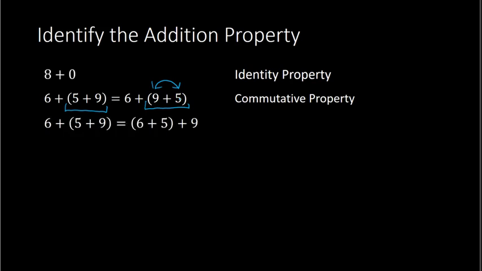Whereas this next one, we have 6 plus 5 plus 9 equals, and then 6 plus 5 plus 9 with the parentheses changing. Notice the grouping is different. So here we had 5 and 9 grouped together. Here we have 5 and 6 grouped together. So the grouping has changed, which would be the associative property.